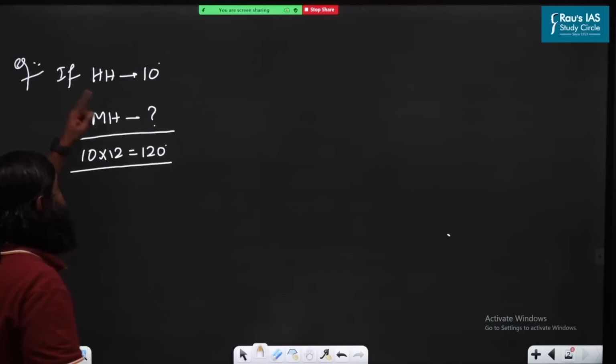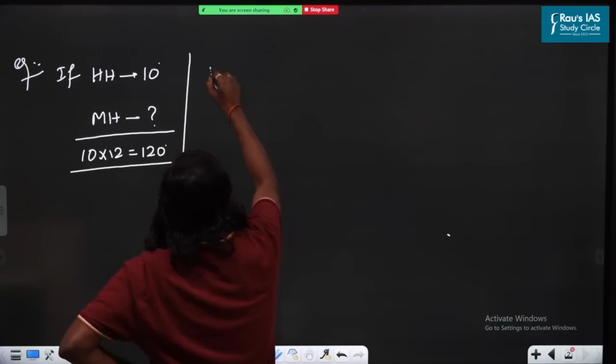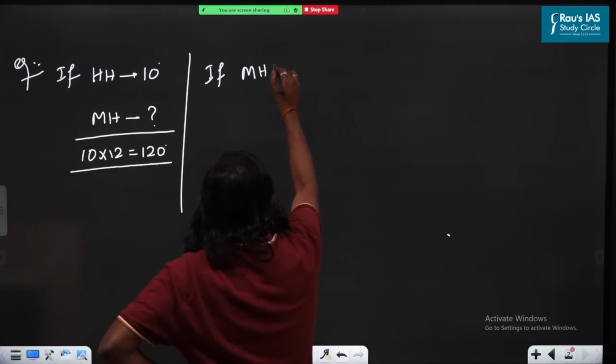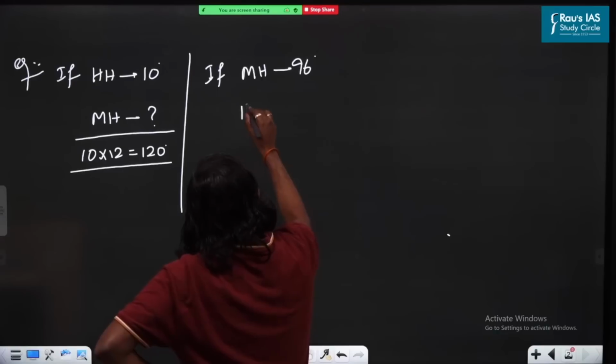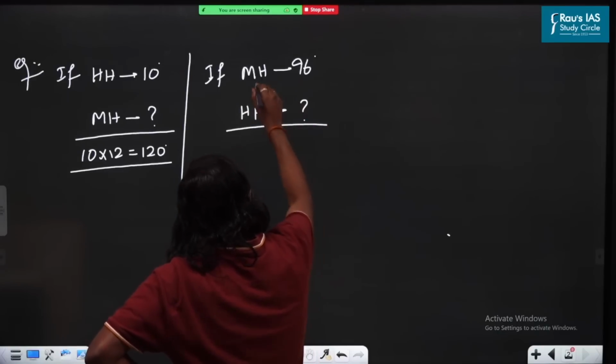If the hour hand traveled 10 degrees, in the same time the minute hand traveled 120 degrees. Now, if the minute hand traveled 96 degrees, in the same time the hour hand traveled how many degrees? What is the relationship between minute hand and hour hand?